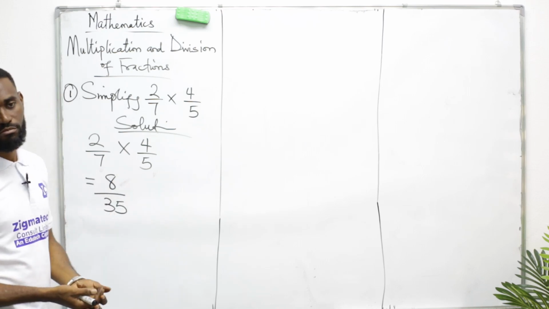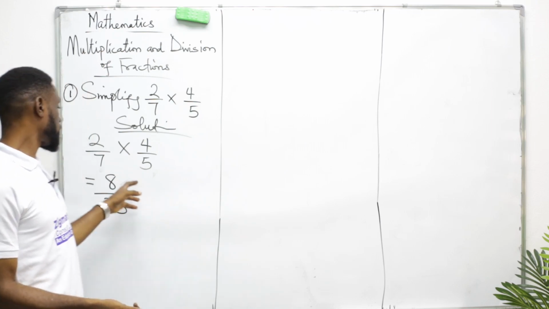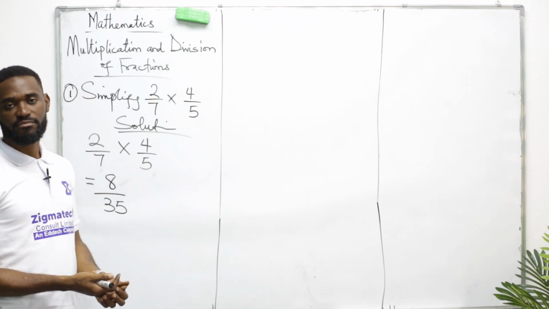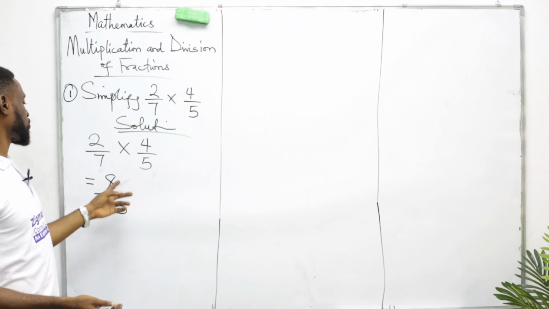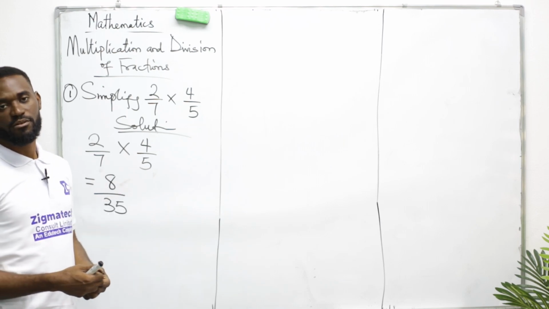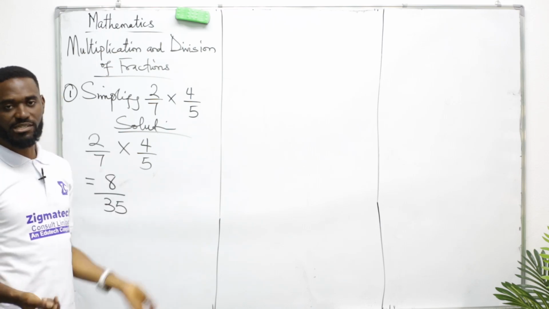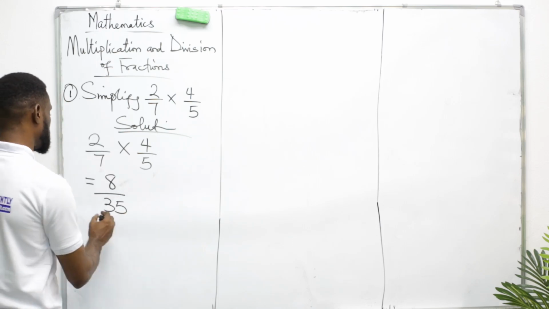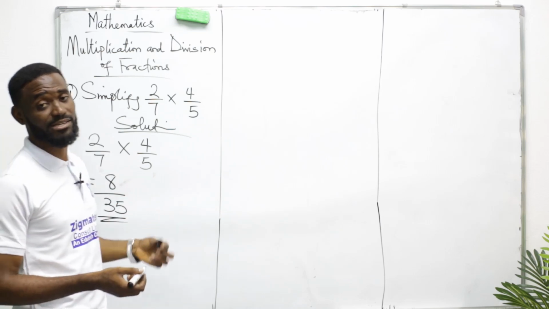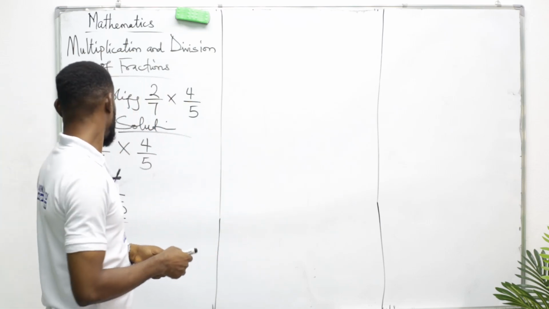Do we have any factor apart from 1 that is common to 8 and also common to 35? Obviously none. 2 is common to 8 but not to 35. Okay? 4 is common to 8 but not to 35. 5 is common to 35 but not to 8. Do you understand that now? So we leave our expression in this. So we have solved this. That is our answer. Is that okay now? So let's look at the next one.